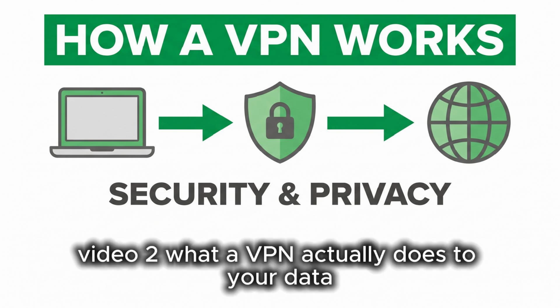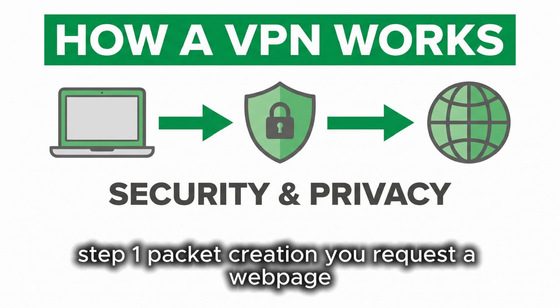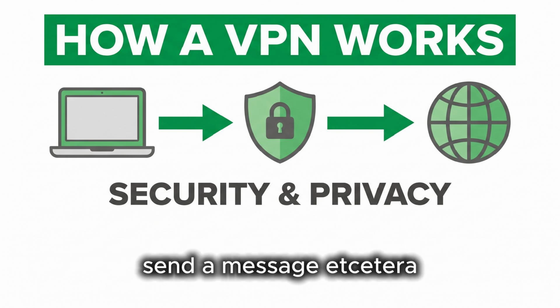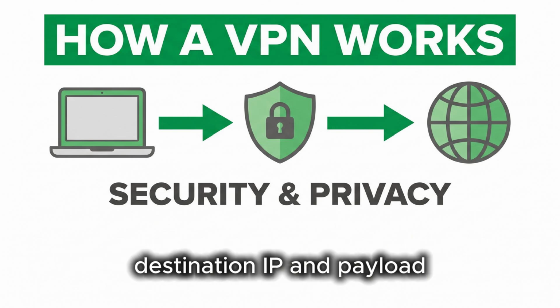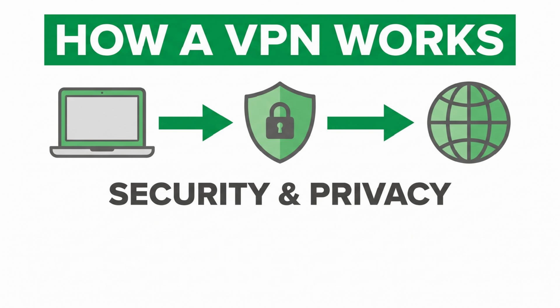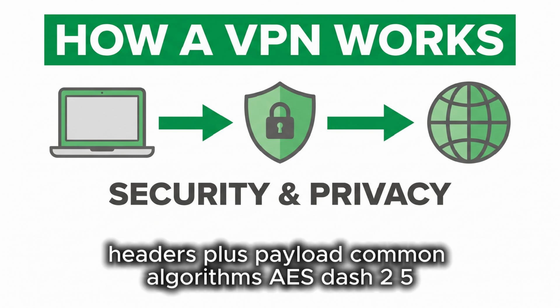Video 2. What a VPN actually does to your data. The encryption process, step by step. Step 1. Packet creation. You request a web page, send a message, etc. Your device creates a data packet with source IP, destination IP, and payload. Step 2. Encryption. The VPN client encrypts the entire original packet, headers plus payload.